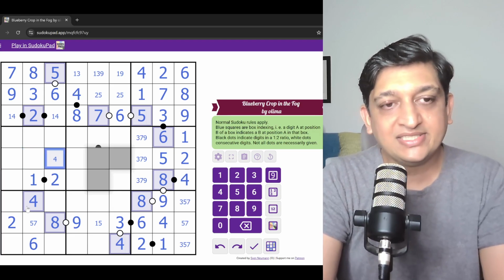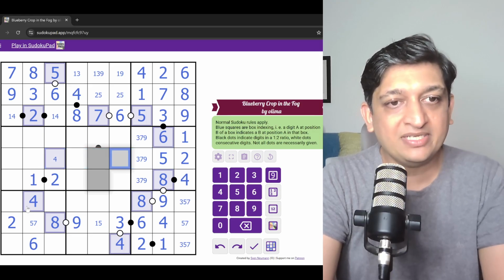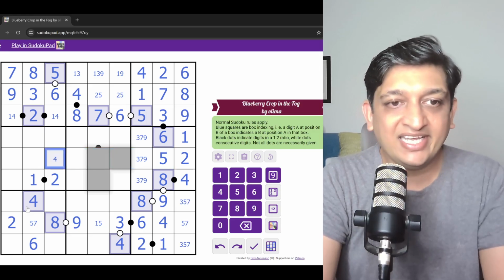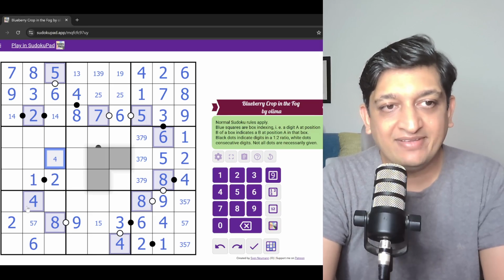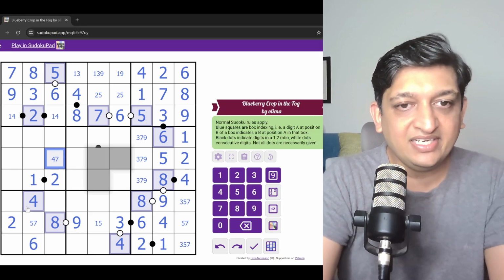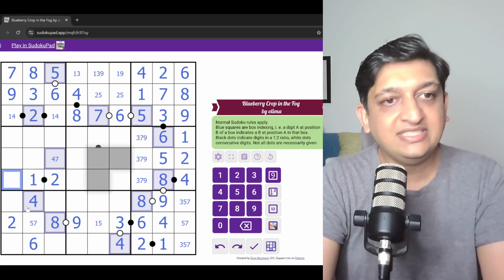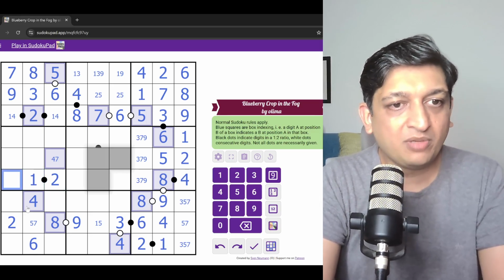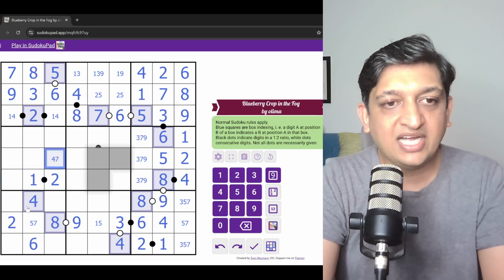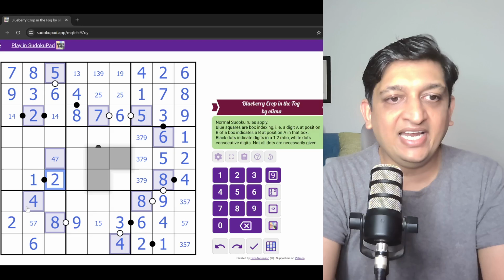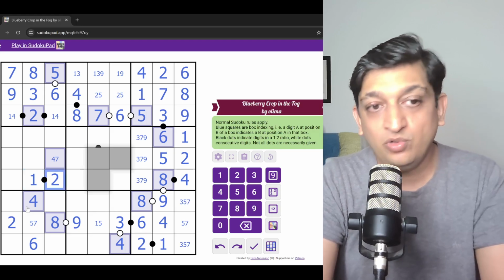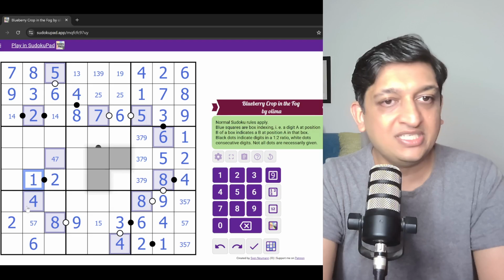What if this box has a 5? Not possible, because 5 is already present here. What if this box is a 6? Again, not possible. What if this is a 7? If this box has a 7 in it, then this box will have to have a 6 in it. I don't think that's going to be a problem either, so that is fine. This box can't have an 8 or a 9, because 8 and 9 are already occupied by 1 and 2. So if this is an 8, this has to be a 6, which is not possible.